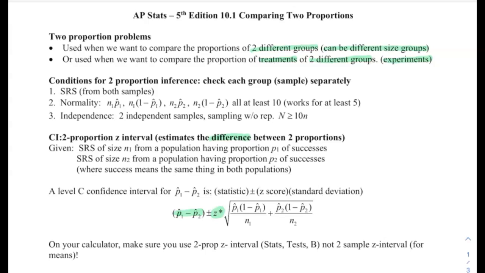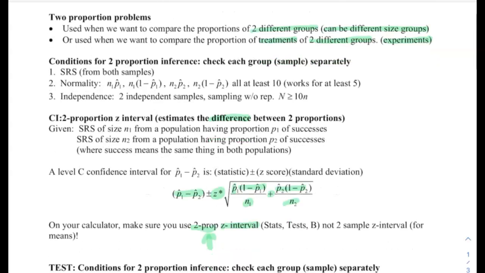Notice we're still doing the z because it's proportions. And now the standard deviation is going to be the first proportion times 1 minus the first proportion over the first group, and then a plus sign, and then the same for the second. Because we always add together when we're doing standard deviation. So we're just finding the standard deviation of each proportion within its sample separately, and then adding them together underneath the square root. On our calculator, we're going to be doing 2-PropZInterval. Make sure that you are doing a prop, not just a 2-SampZInt. A 2-sample z would be a means problem, one of those rare cases.